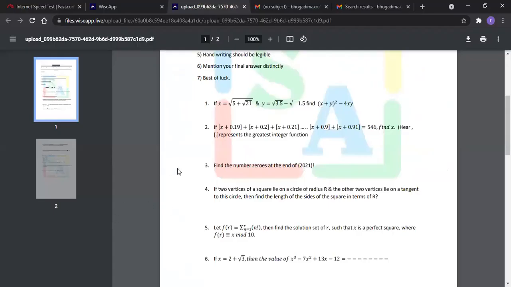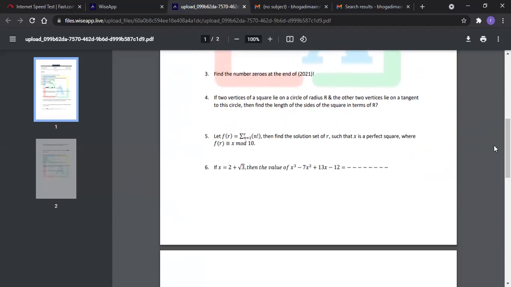The fifth question also looks very tough, but it is actually one of the easier questions. I know most of the students did not attempt it because it looks tough, but it's not actually tough. Let f of r be equal to sigma n equal to 1 to r of n factorial. When I'm saying f of r equals sigma n equal to 1 to r, that means r is an integer. That should be understood because you can apply factorial and sigma function only to integers.